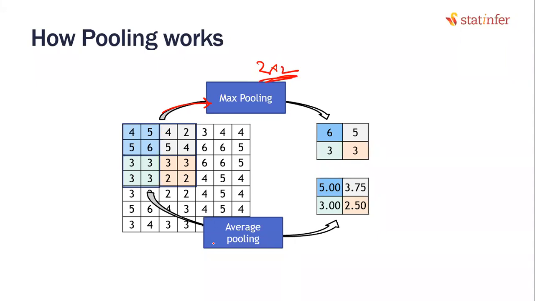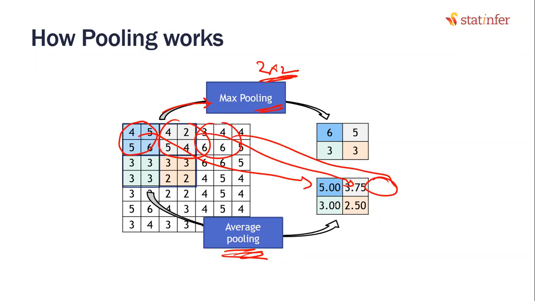Or else we can do average pooling as well. Max pooling is one type of pooling, while average pooling is taking all these four values and taking the average of them. In a matrix, earlier we used to take the max value. Instead, you can take the average value. So that is the second type of pooling.